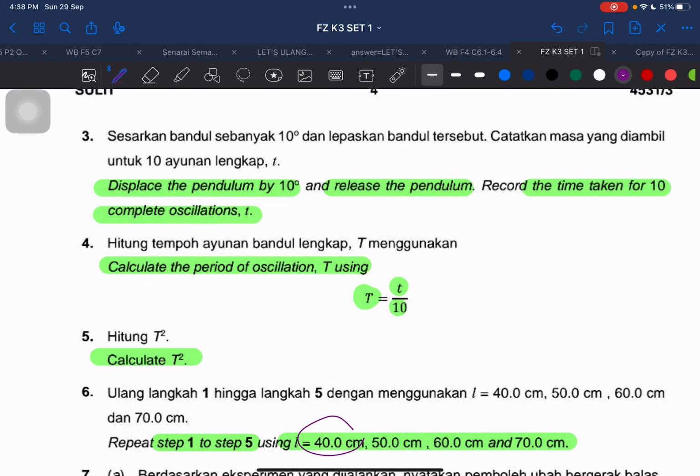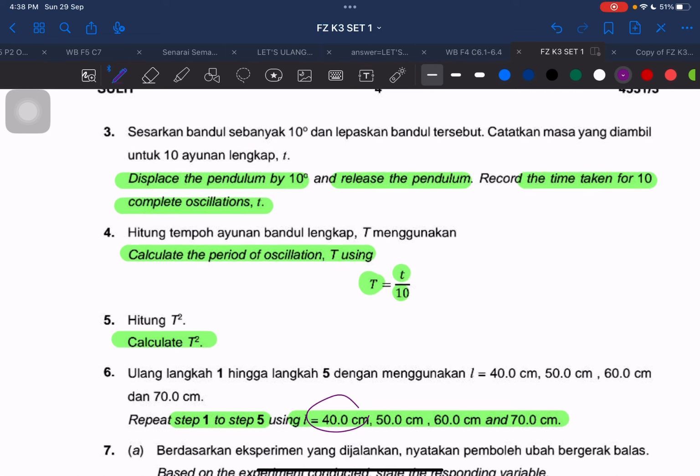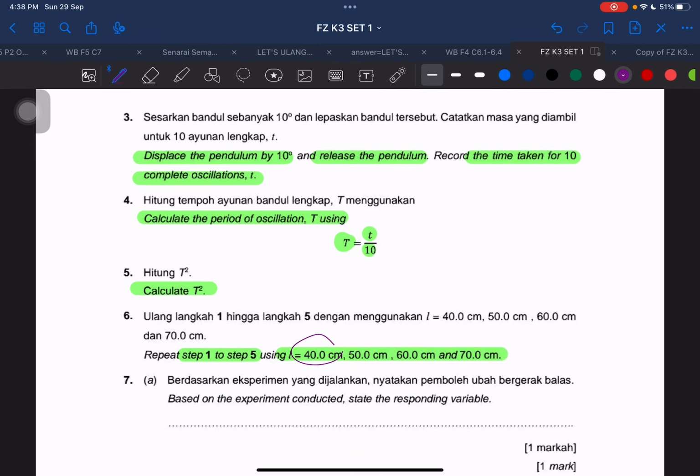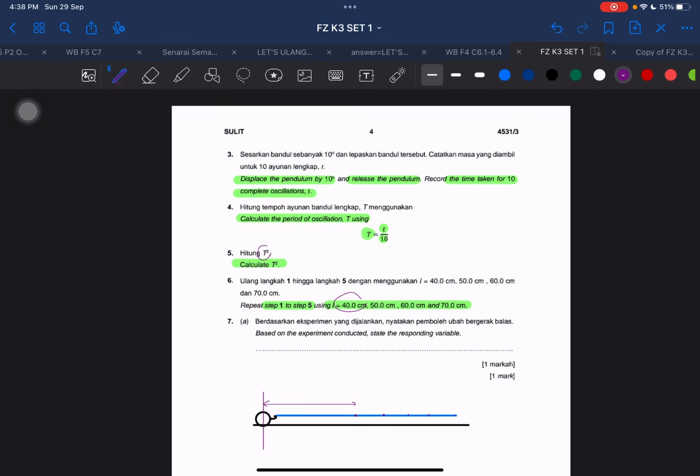Record the time taken for 10 complete oscillations. Then after that you need to calculate T and T square.